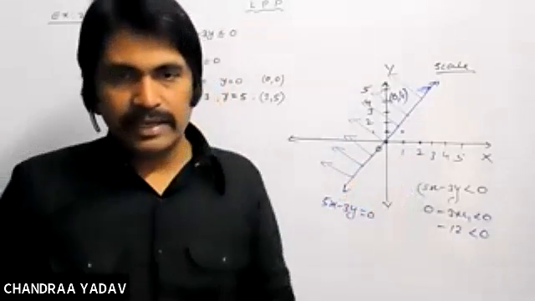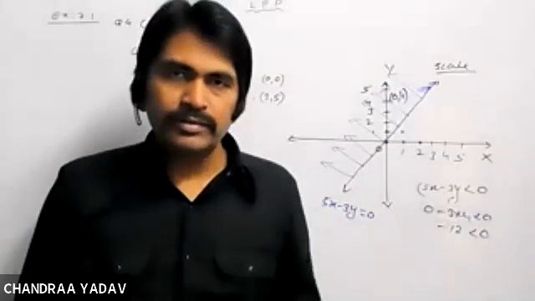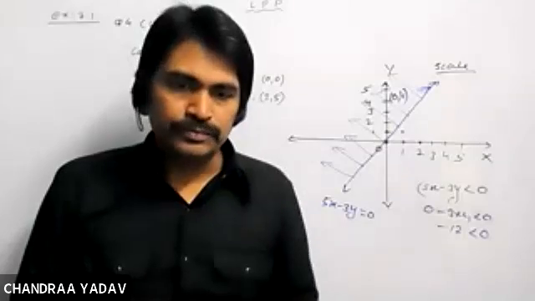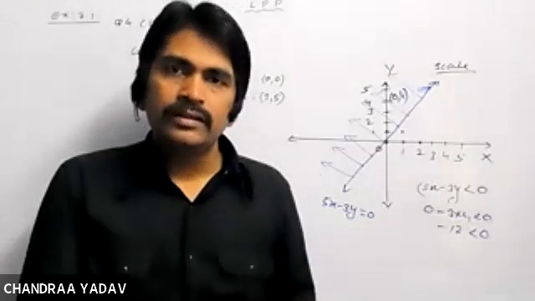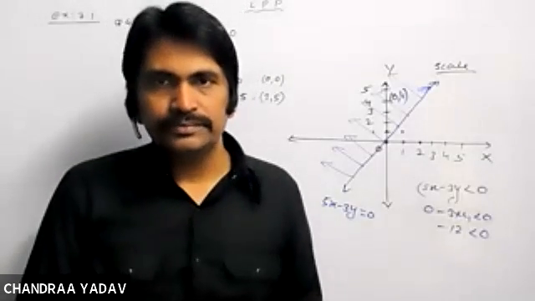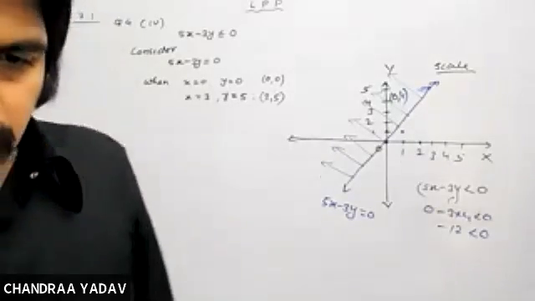Is it clear? But if the line doesn't pass through the origin, then we'll consider (0, 0). If it is true, origin side. If it is false, non-origin side. Just make a correction. Is there any more doubt in 7.1? Anybody, please feel free to ask.